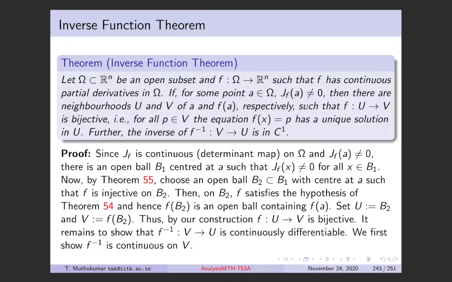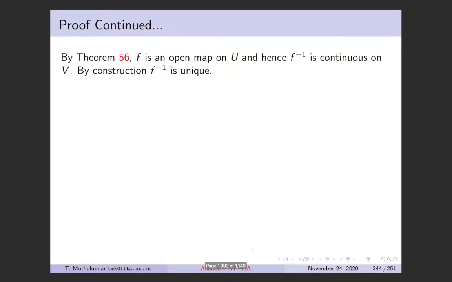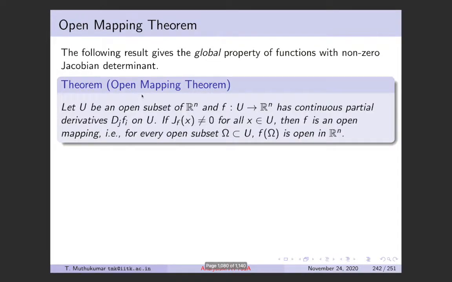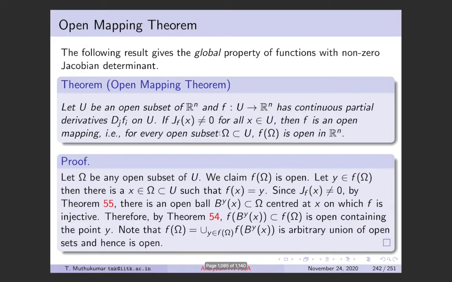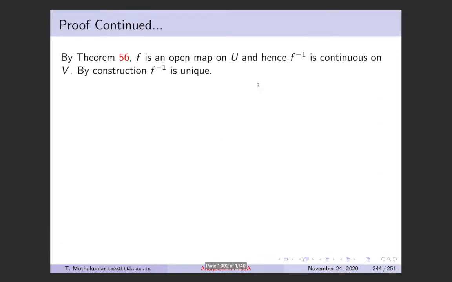We anyway have to show that f inverse is continuously differentiable, right? We first show that f inverse is continuous, but that's kind of easy, obvious, because we have shown that f is an open map. By the open mapping theorem that we have, we have shown that under continuous partial derivatives, if the Jacobian is non-zero for all x, then f is an open mapping. That's precisely what we have here: f is an open map on U because the Jacobian is non-zero for all points of U.